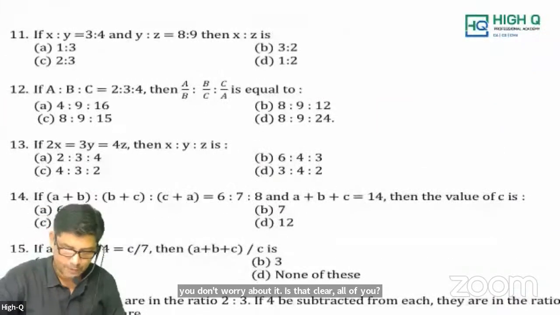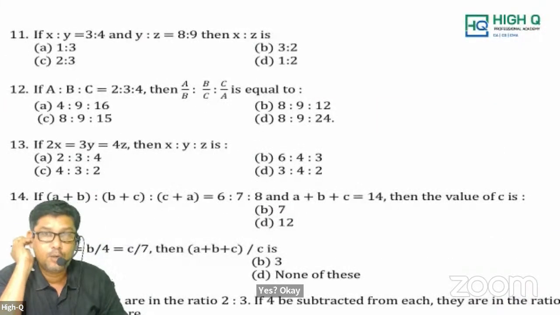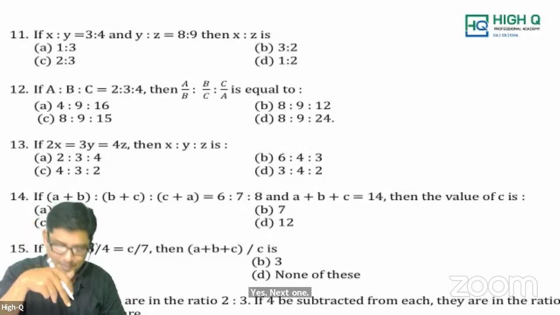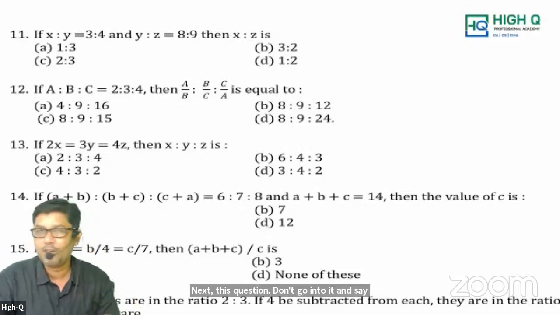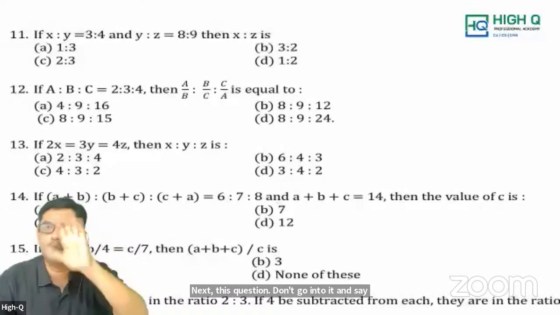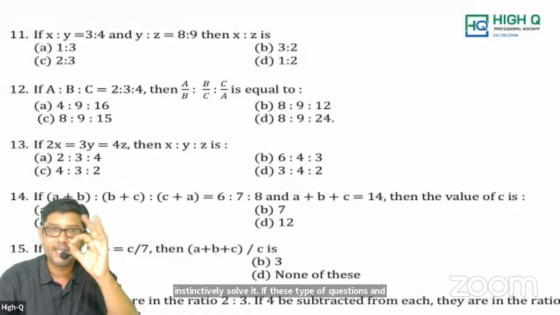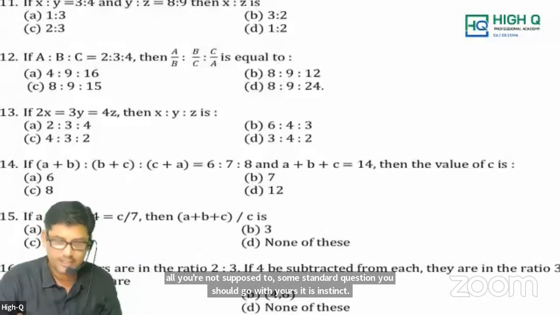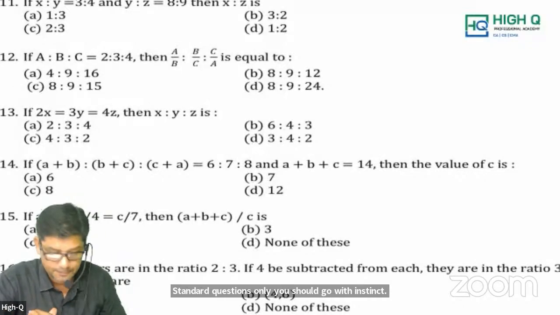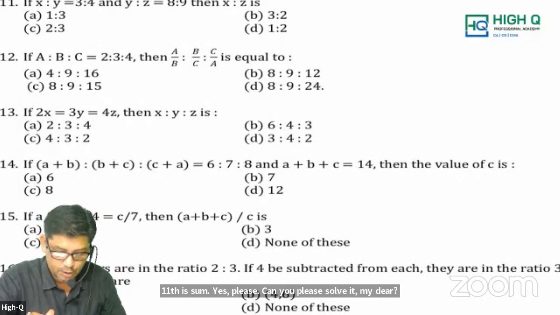Yes. Next one. Next, this question. Don't go with your instinct. Please solve it. For these types of questions, you're not supposed to. Some standard questions you should go with instinct. Only standard questions you should go with instinct. 11th sum. Yes, please. Can you please solve it, my dear? If x is to y is equal to 3 is to 4, y is to z equal to 8 is to 9, then what is x is to z?